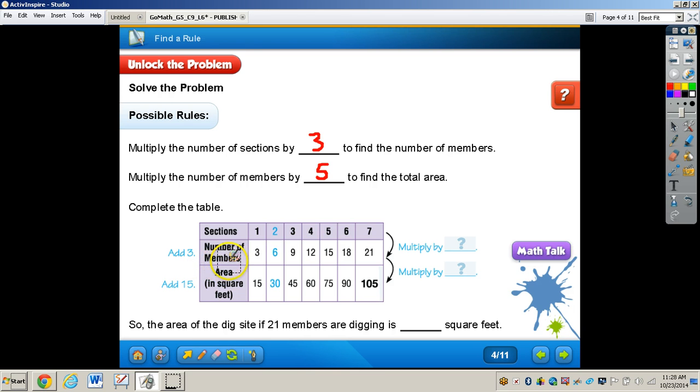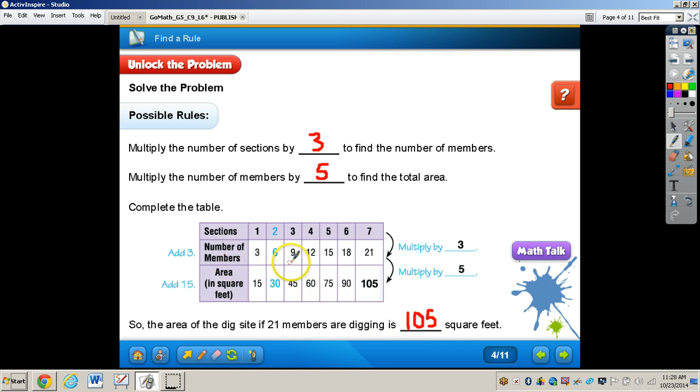Moving across, okay, 3, 6, 9, 12, 15, 18, 21, adding 3 number of members. Moving across with the area in square feet, you're adding 3 for the number of members, adding 15 area in square feet. Okay, so multiply by 3, multiply by 5 like we just said. Okay, so to answer the question, alright, so in the area of the dig site, if 21 members are digging, the area is 105 square feet.